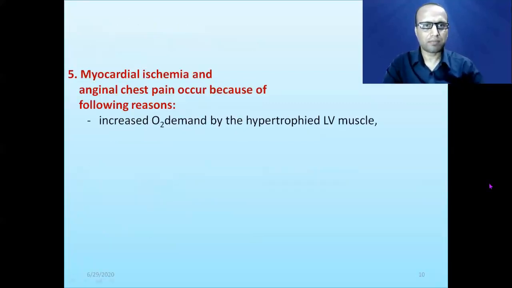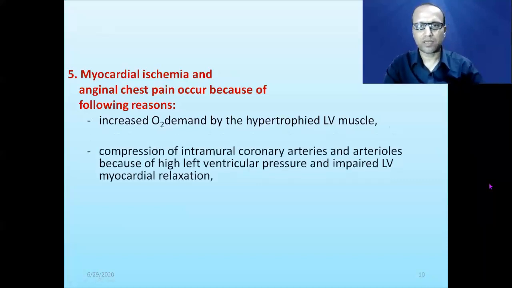Patients suffer from myocardial ischemia and angina chest pain, and the causes of myocardial ischemia are given here. Myocardial oxygen demand is increased because of hypertrophy of myocardium and because of increased left ventricular pressure. Because of impaired left ventricular myocardial relaxation, intramural coronary arteries and arterioles are compressed. And because of such compression, blood flow to myocardium is decreased.